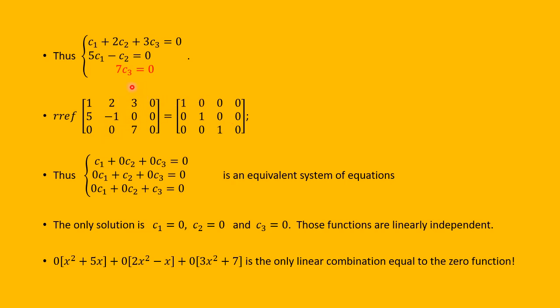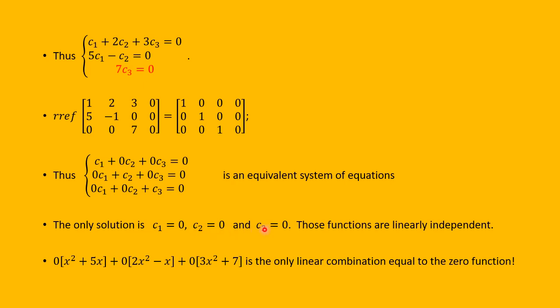And the solution to the system of equations corresponding to this matrix equals the solution to the system of equations corresponding to this matrix. The matrix and its reduced row echelon form correspond to equivalent systems of equations that have the same solution set. But if we look at this matrix, it's basically C1 equals 0, C2 equals 0, and C3 equals 0. So the only solution to this system of equations up here is C1 is 0, C2 is 0, and C3 is 0.